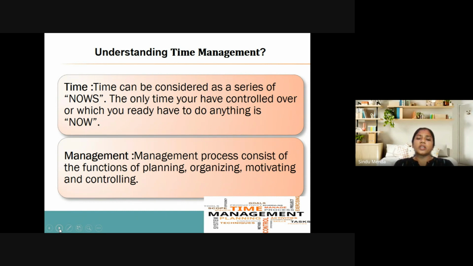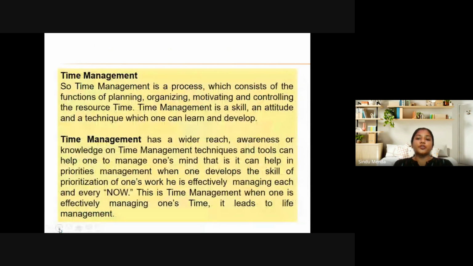What is management? Management is the process of getting work done through the functions of planning, organizing, motivating, controlling, cooperating, and so on. When you club these factors together, time management is the process which constitutes the functions of planning, organizing, motivating, and controlling your resource, time.